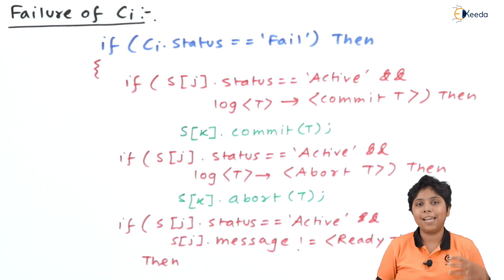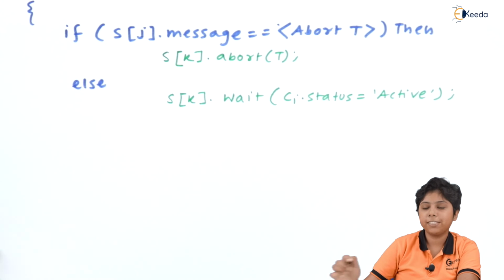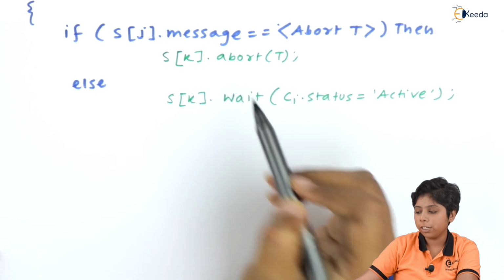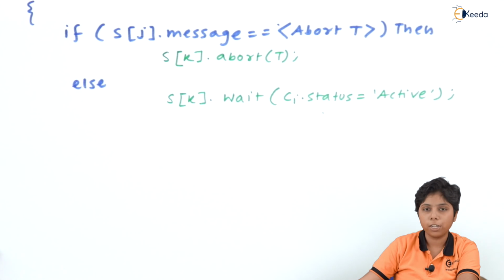Now either by the SK or the SJ, which is the deciding or the participating site, it can either commit or abort, or otherwise wait for the coordinator to get revived and take the decision to either commit or abort. So the SK in this case cannot commit, it can only abort or wait for the CI. If it is the abort T, then it can either abort or wait for the coordinator status to become active again.